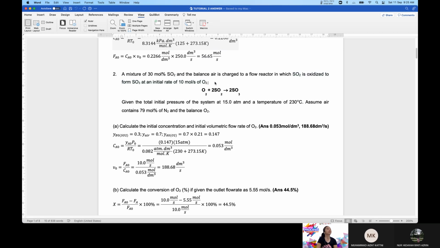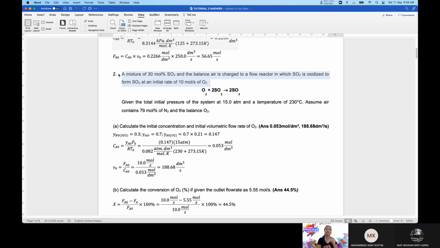O2. Okay. Soalan ni kata sekarang, okay, kita tengok juga tindak balas dia. Okay. The reaction is between O2, oxygen gas, with SO2. Okay, this is oxidation to form SO3. Okay. So tindak balas dia melibatkan reaktan dia sebenarnya hanya O2 dan SO2. So dia beritahu kita yang awal masuk tu ada 30 mol persen SO2. So baki dia naturally 70 mol persen, right? Tapi 70 mol persen ni baki ni bukan O2 tapi air.